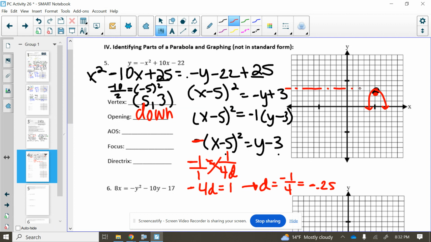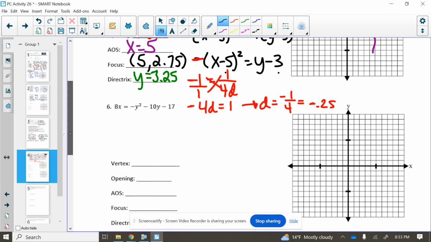And then our directrix this time would be a horizontal line, 0.25 above our vertex. So that directrix again is a horizontal line, 0.25 above 5 comma 3, so at 3.25 it's passing through. Focus is still 5 units to the right, but down 0.25, at 2.75. Last but not least, our axis of symmetry. This time we would be folding over a vertical line, this time through x equals 5 for that parabola.